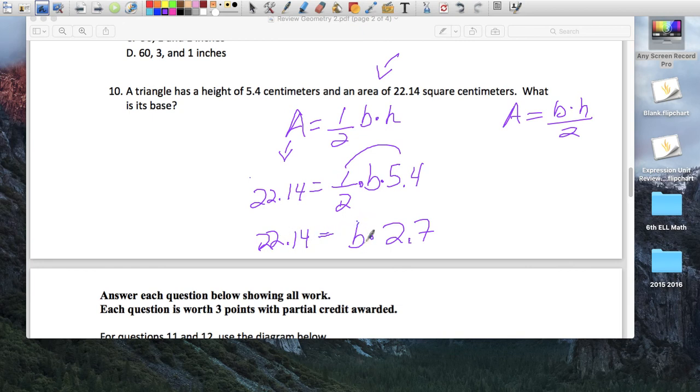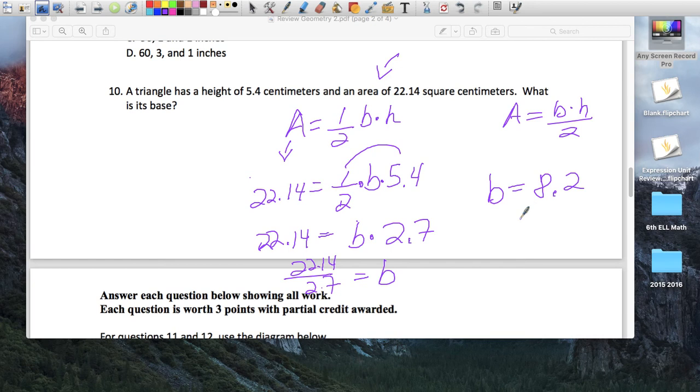22.14 equals b, the base, which is a number we don't know, times 2.7. How do we find b? Well, to find b, you're going to divide 22.14 divided by 2.7, right? So 22.14 divided by 2.7 gives us 8.2. So the base of our triangle is 8.2.